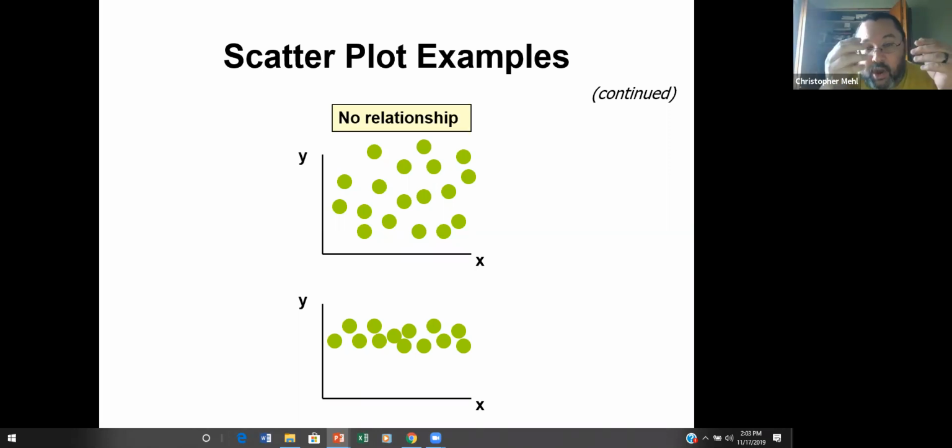So a word of caution about scatter plots: it's not unheard of to have a case where there's no strong relationship between the y and any one of the x's, but that doesn't mean that there isn't a relationship between the y and the combination of the x's.